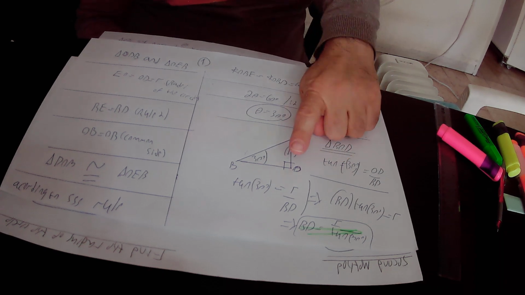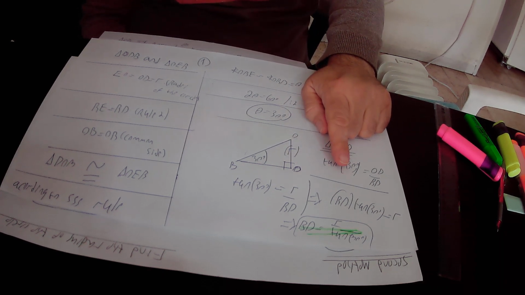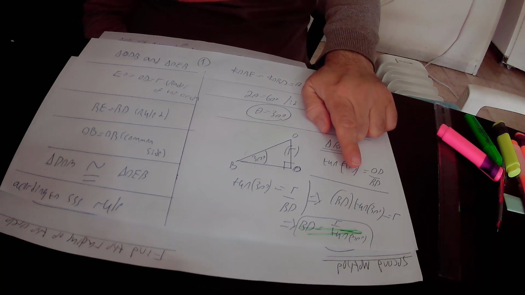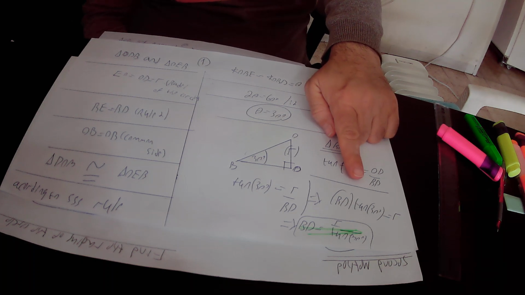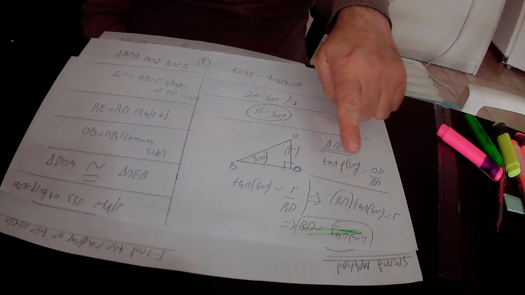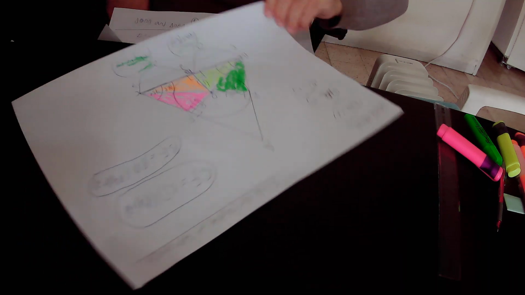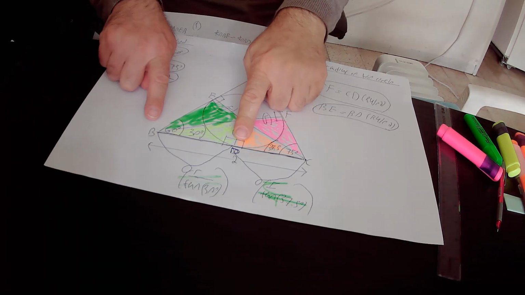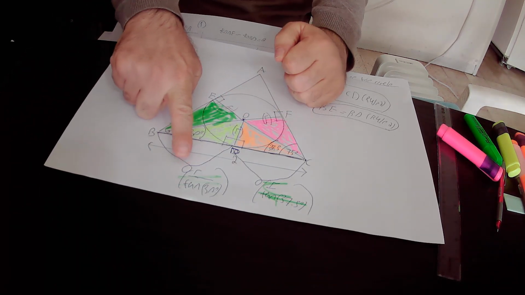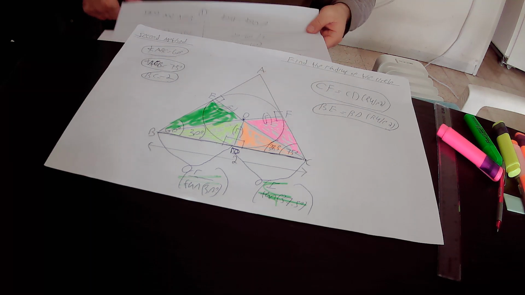We multiply this equation by BD and find that BD times tan 30 degrees equals R. Then we divide this equation by tan 30 degrees, and finally find that BD equals R over tan 30 degrees in its length. Here, this line segment BD equals R over tan 30 degrees in its length.